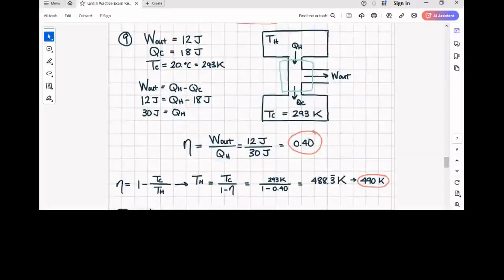Number 9. A heat engine does 12 joules of work and exhausts 18 joules of waste heat during each cycle. Its cold reservoir has a temperature of 20 degrees Celsius. What is its thermal efficiency, and what is the minimum temperature of its hot reservoir?